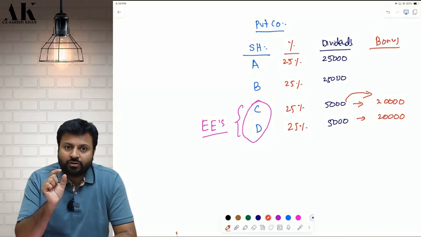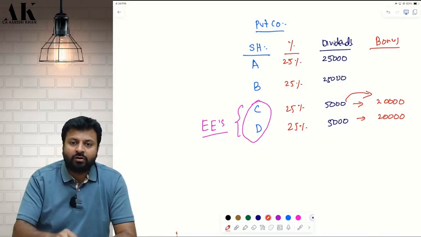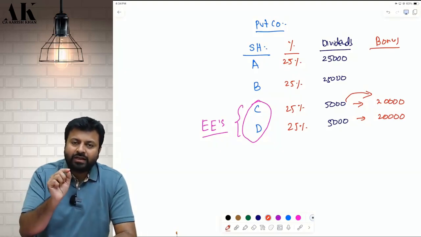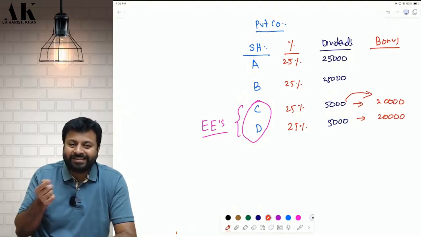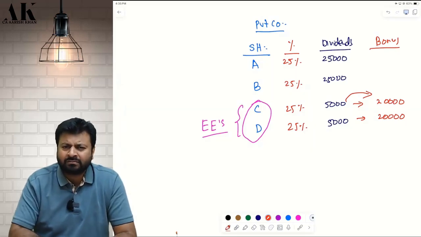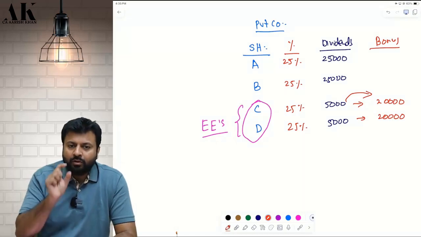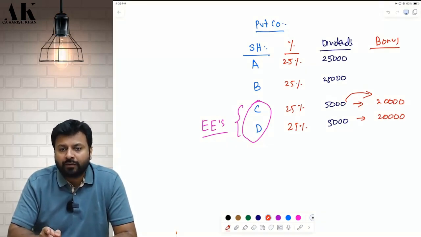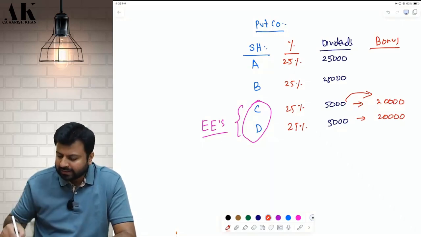Now, this 20,000 which you are paying as a bonus, that is a distribution of profit. Do you agree or not? This 20,000 and 20,000 which you are giving to C and D, is it not a distribution of profit to the shareholder? Yes, sir. That is not allowed. Your bonus cannot represent your profits. If you are giving bonus instead of dividends, then that bonus cannot be allowed as deduction.